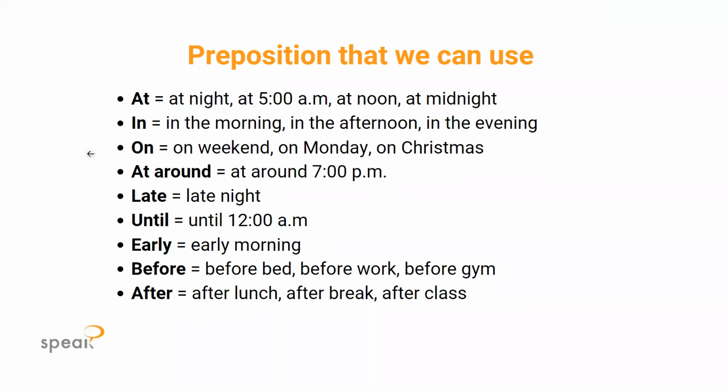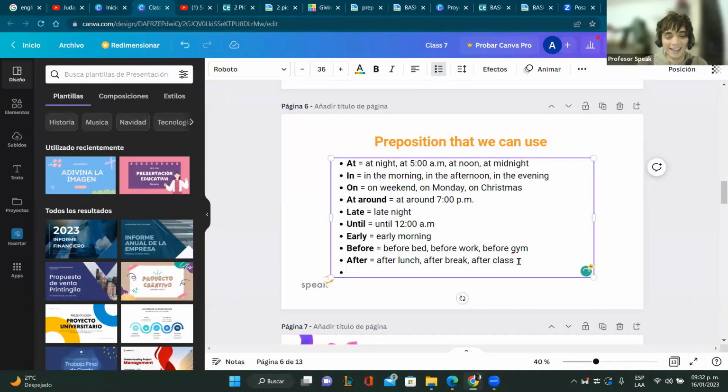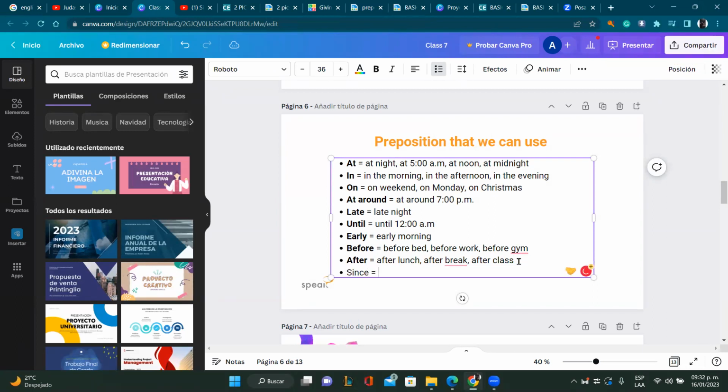Since desde, no sería una preposición. Which one? Science. What is that? Ciencias. Science. No, since. Yes. Since. Yeah, that is a preposition as well. Since, guys, be careful with the pronunciation. Yeah, we have this one. Science. Since.